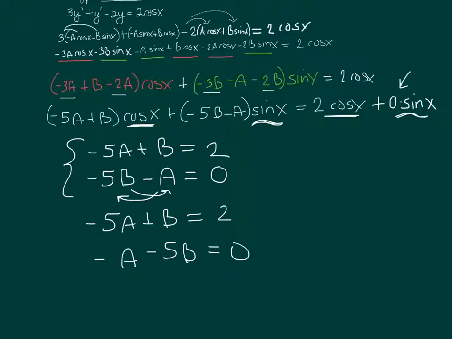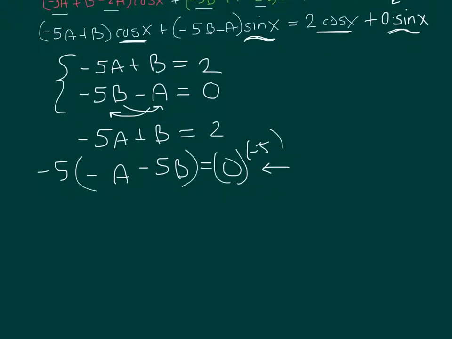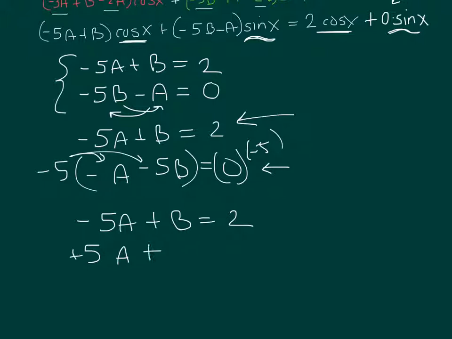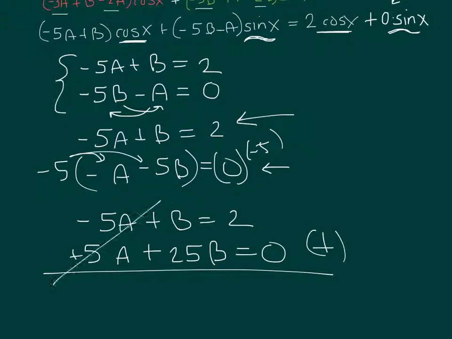And I can multiply this guy by maybe negative 5. The reason I want to do that is because I want to eliminate one of the variables. So negative 5a plus b equals 2. I'm just writing this guy again. And then I'm going to distribute this guy. So I have plus 5a, plus 25b equals 0. And this is great because when I add them, I eliminate my a's. I get 26b equals 2.